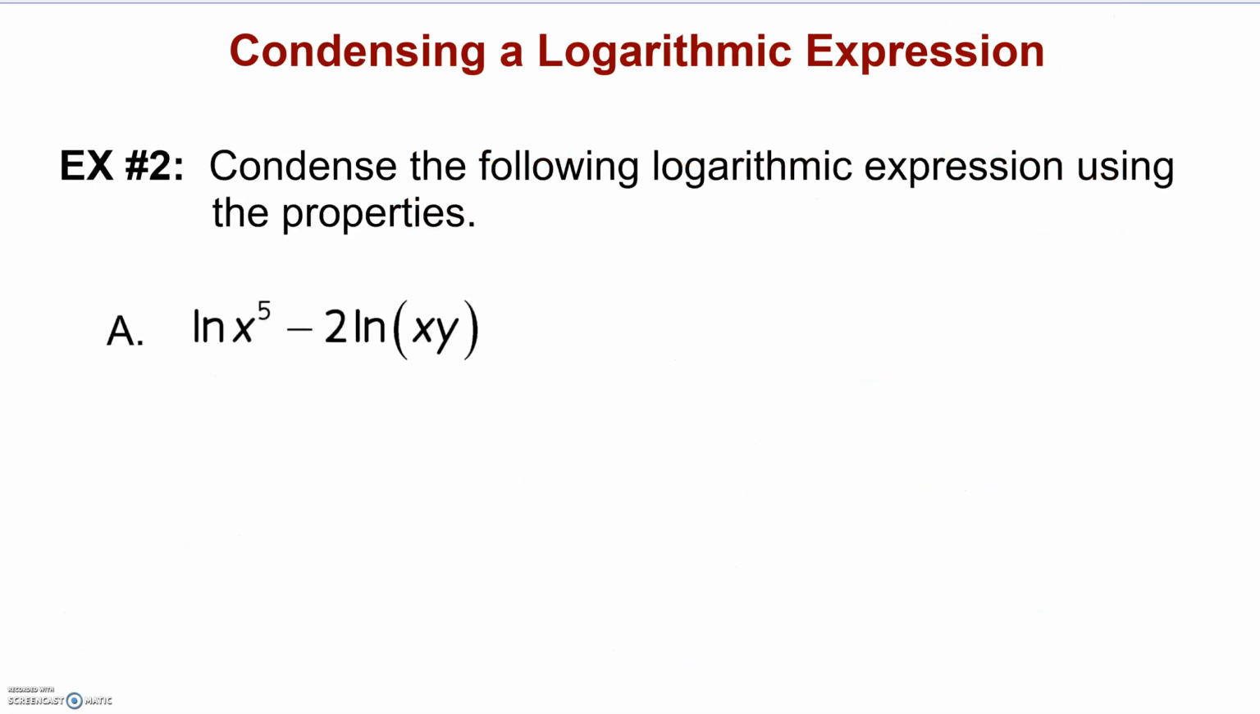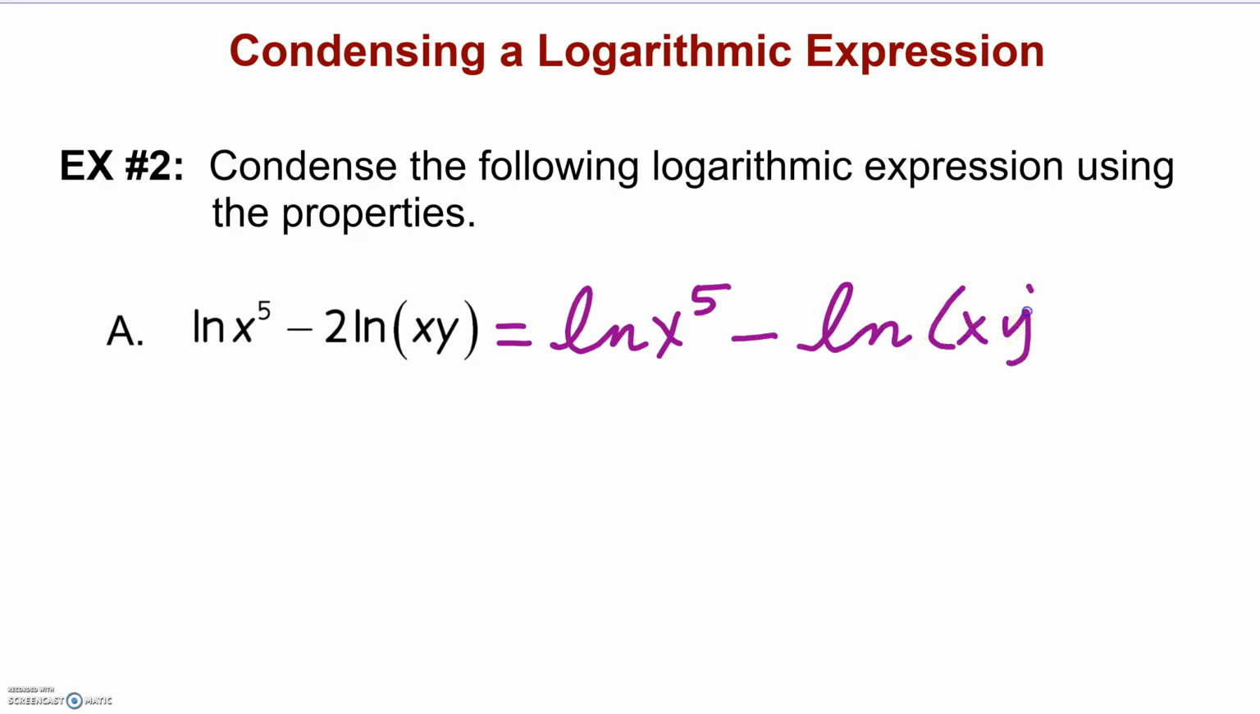Okay. Moving on. On the next page, I'm now on page 24. It's asking us to condense a logarithmic expression. So it's just going the other direction. Now taking these two expressions and combining them into one. And so the first thing you need to do is make sure that you use your power property to move this 2 to be the exponent here. So we'll leave the natural log of x to the 5th, but we'll have minus the natural log of the quantity xy squared.